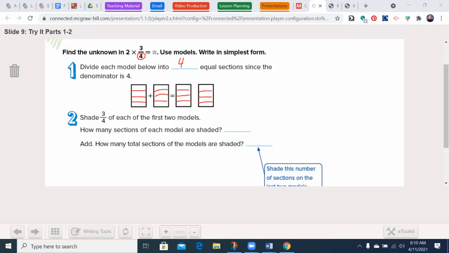All right. Then shade 3/4 of the first 2 models. I'm gonna get a bigger one. I'm gonna change the color. 1, 2, 3. 1, 2, 3. Make sure you're shading these in too.